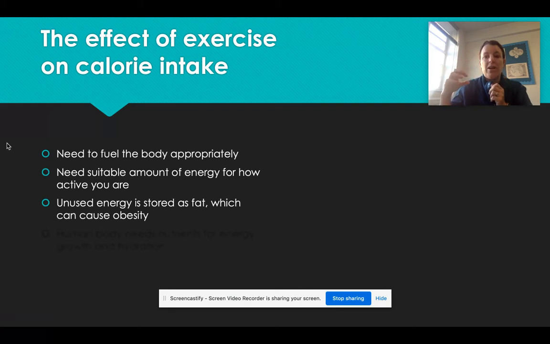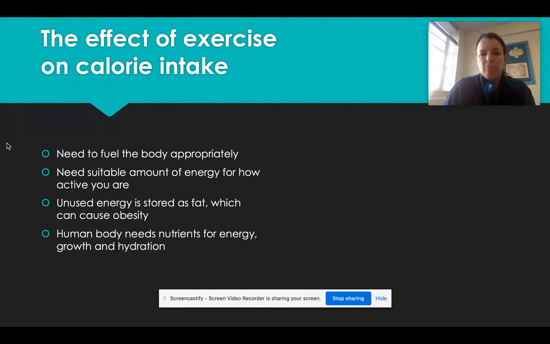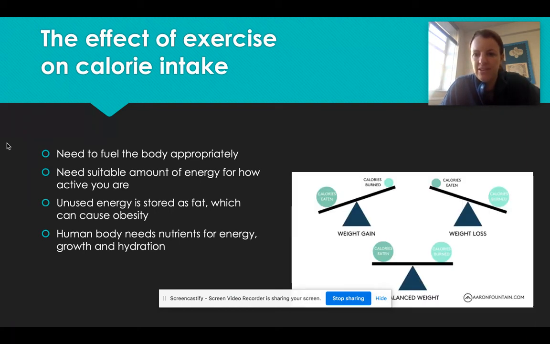If you put too much in, say 2,000 calories in and you only burn 1,000 calories a day, the remaining 1,000 calories will be stored as fat, which eventually over time will cause you to put on weight and potentially have obesity. The human body needs nutrients for energy, growth, and hydration. And here's this little diagram I was talking about.